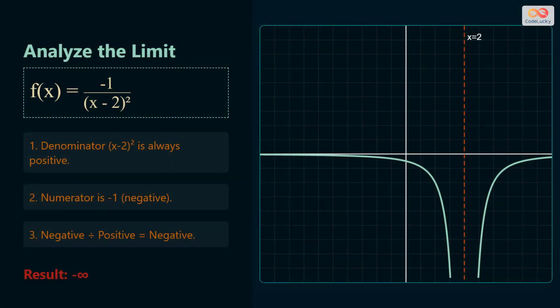Let's analyze this specific function. -1 divided by (x minus 2) squared. The denominator is squared, so it is always positive. The numerator is -1. A negative number divided by a positive number is always negative. As the bottom gets tiny, the result gets huge in the negative direction, so the limit is negative infinity.